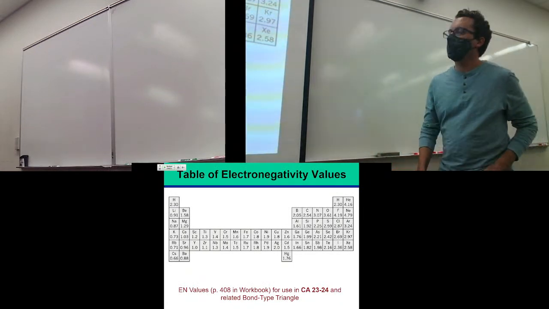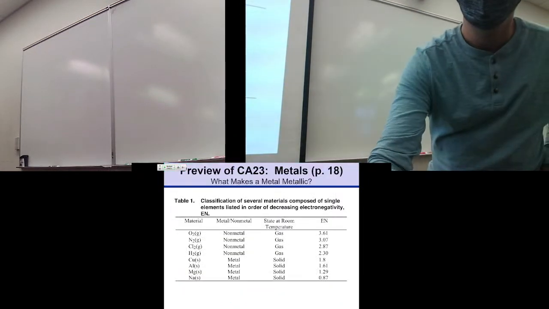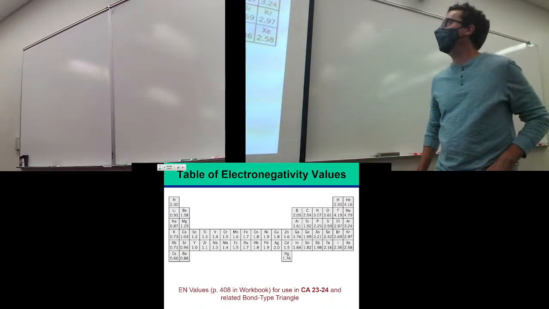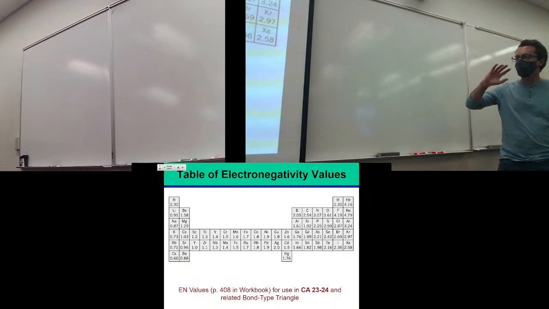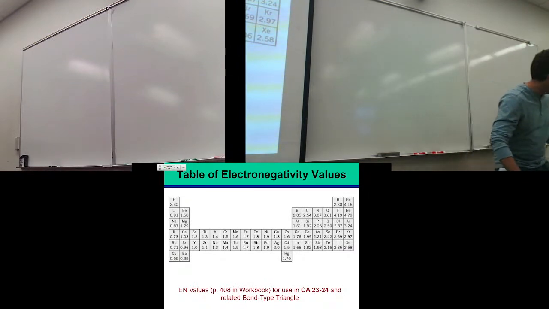So, in order to answer some of these questions, you're going to need the electronegativity table from the workbook. This is a little different than the one that Linus Pauling created. That's the more common one that you see online.